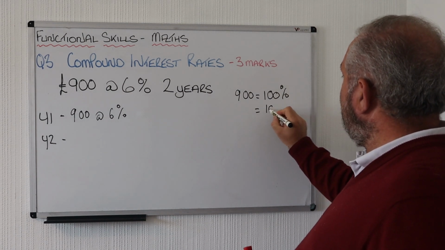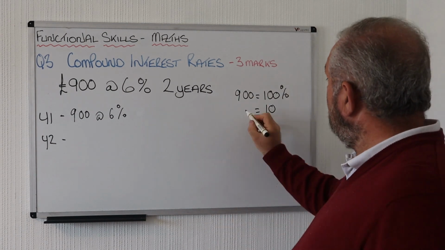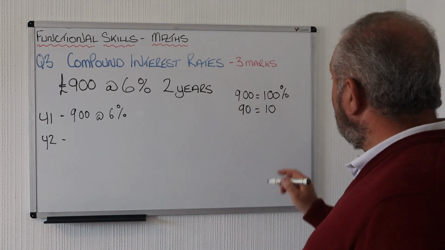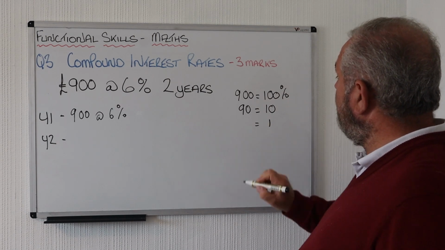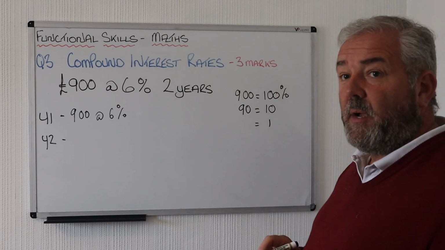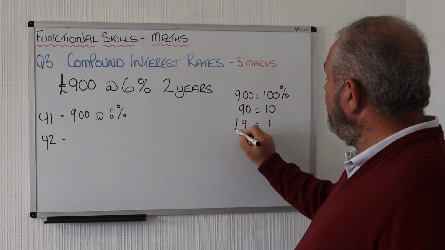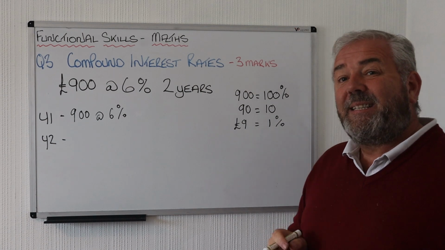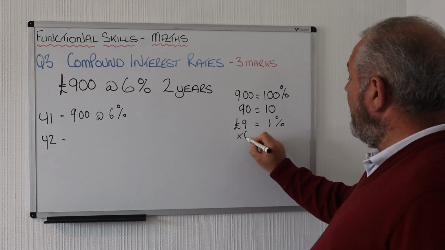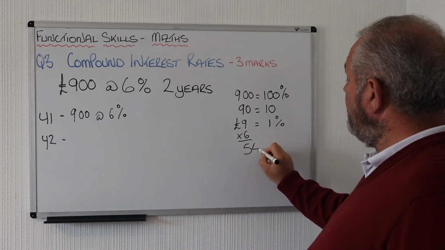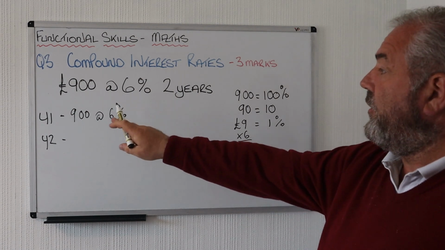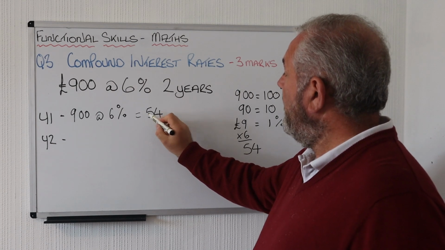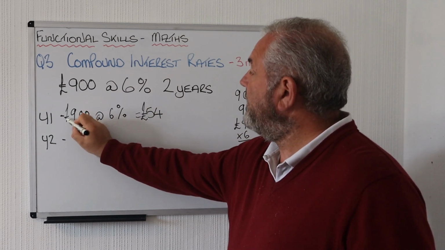If I find out what 10% of that is, so divide 900 by 10, I know 10% is £90. If we take the same approach once more, we divide that by 10 down to 1%. So if I divide 90 by 10, it gives me £9. So £9 is equivalent to 1%. If I want to get 6 loads of that, I'm just going to multiply it by 6. So I now know that 9 times 6 is 54. So if I've got £900 at 6% in year 1, I'm going to earn an additional £54. Make sure I put my pound sign there.